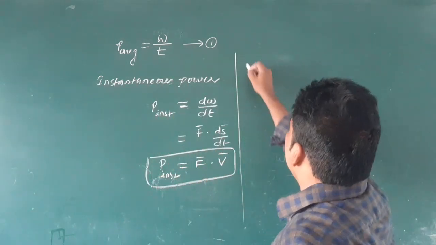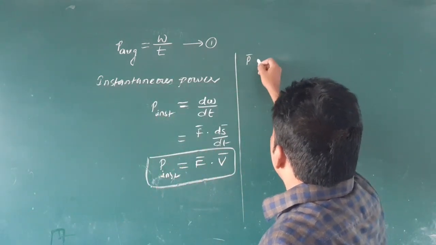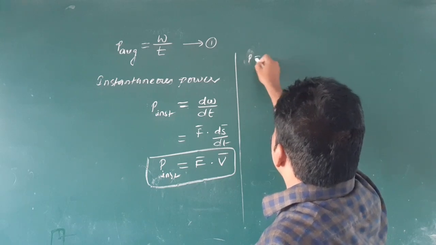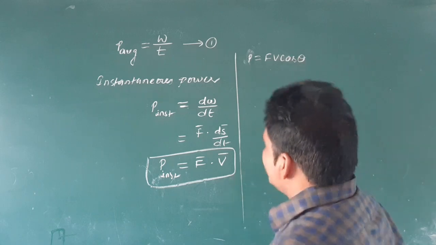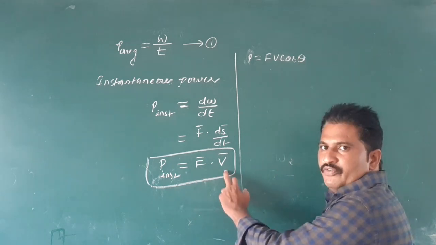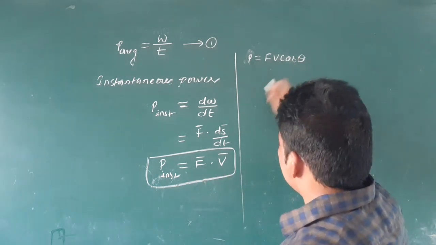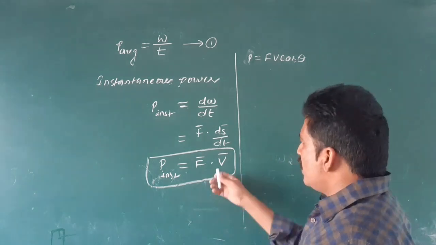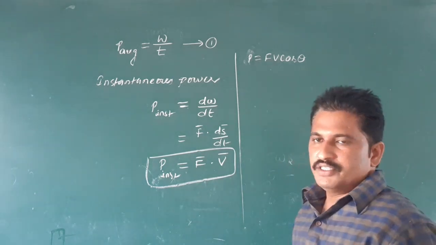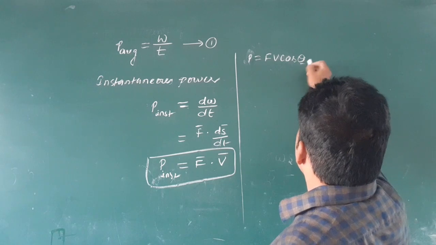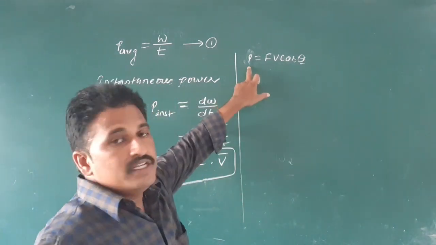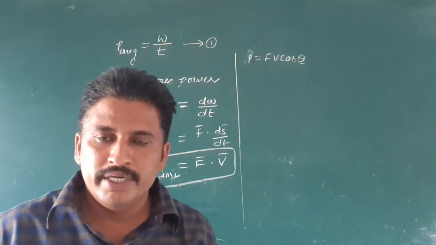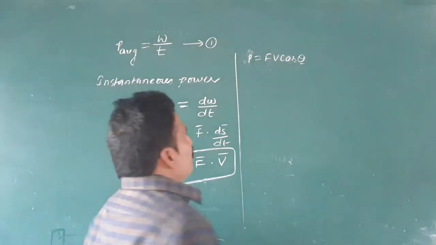This is a dot product, students. Power P can be written as Fv cos theta. This is the simplest form of the dot product of force and velocity, students. Depending upon this angle theta, the value of power can be positive, negative, or 0 also.